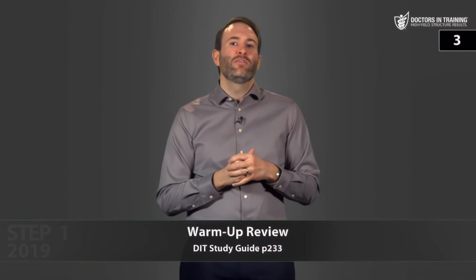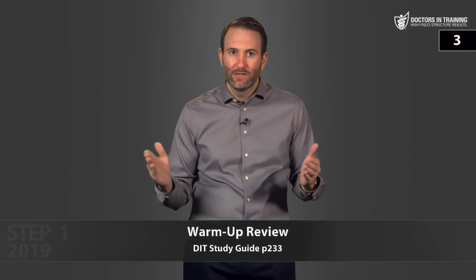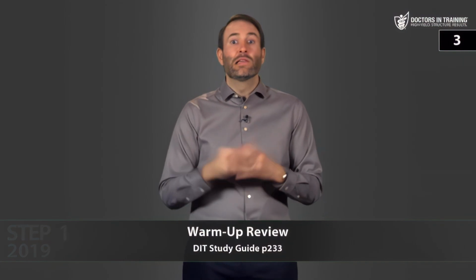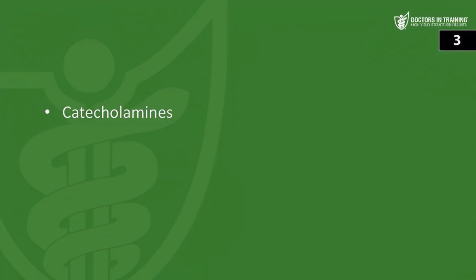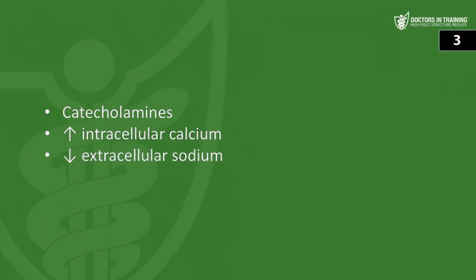Next, what are the different mechanisms by which heart contractility can be increased? So there's lots of different things that can increase heart contractility. The main one is catecholamines. So anxiety, exercise, stress, or catecholamine infusion are all ways that catecholamines will be increased. Increasing your intracellular calcium can increase heart contractility. Decreasing your extracellular sodium can do this. And then digoxin accomplishes both of these. It both increases intracellular calcium and decreases extracellular sodium.